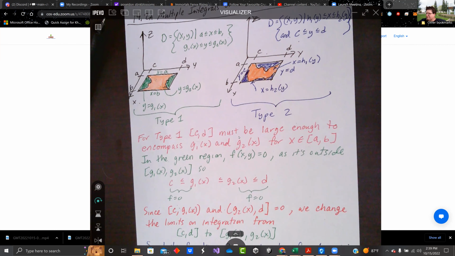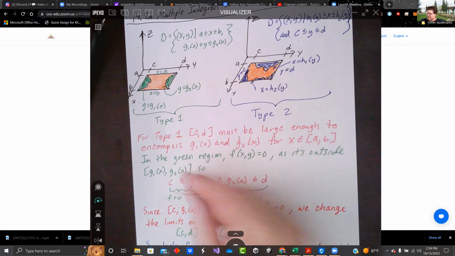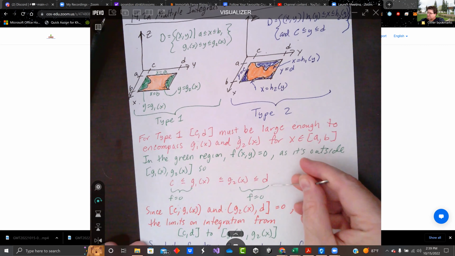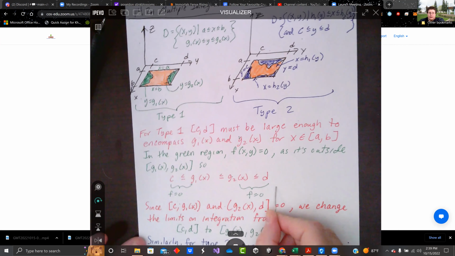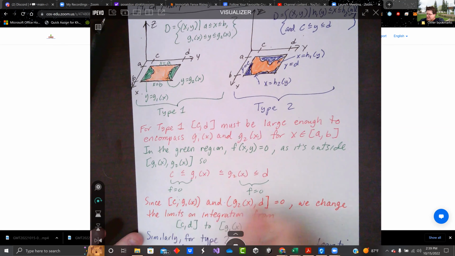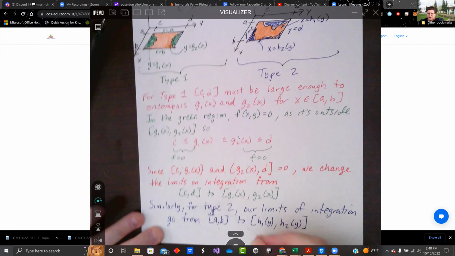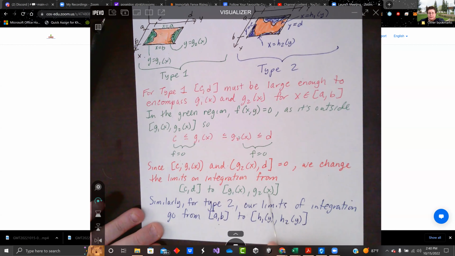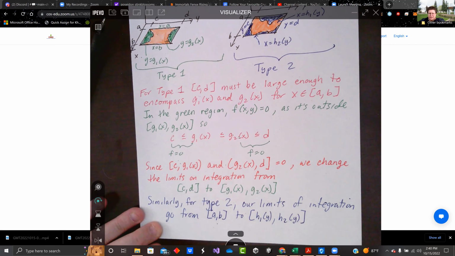But in terms of the overall function, f of x, y, the green regions are 0. And so f equals 0 in those regions. Okay. So this kind of system is set up. So we still go from C to D, but since this is 0 here and this is 0 here, we might as well just shift our region to G1 of x and G2 of x as our boundary conditions. That way we're not having to break it up into 3 integrals.